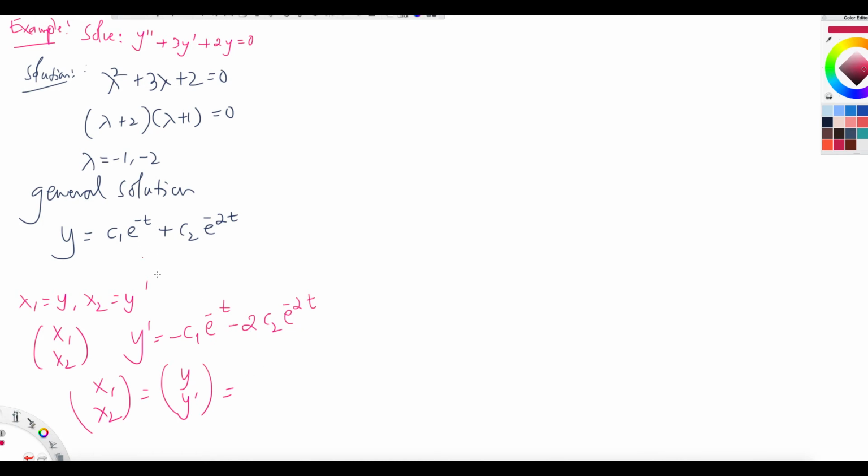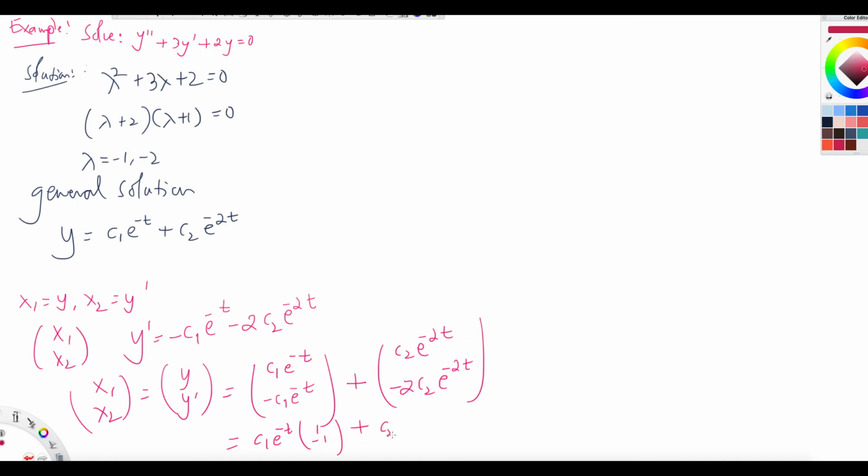So that will look like c1 e to the negative t, and then minus c1 e to the negative t, right? And then plus, I can write c2 e to the negative 2t, that is the component of y, and then this one is negative 2c2 e to the negative 2t. Now what I want to do here is take out the common thing. So here what is common? c1 e to the negative t is common, right? You can write 1, negative 1, and then plus c2 e to the negative 2t is common, so you can write 1, negative 2. So this is the final answer, okay?